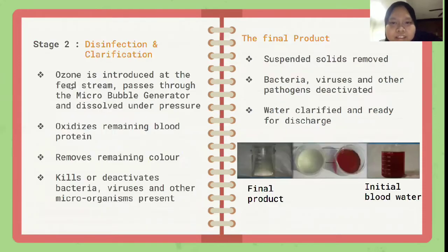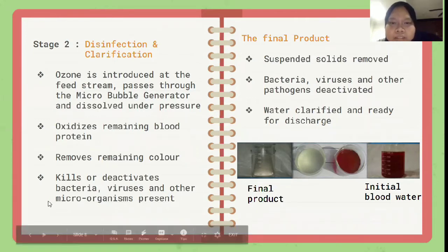Okay, for the second stage, disinfection and clarification, ozone treatment is introduced at the feed stream, passed through the microbubble generator, and dissolved under pressure. It oxidizes the remaining blood protein, so it will remove the remaining color. Also, it will kill or deactivate bacteria, viruses, and other microorganisms present in the blood.